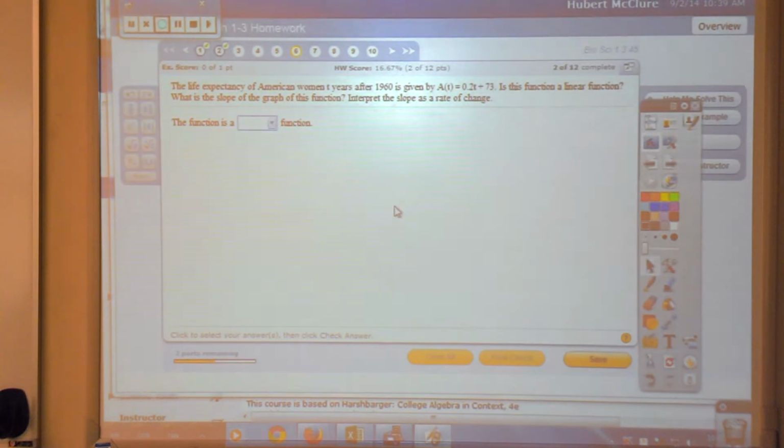The life expectancy of American women 2 years after 1960 is given by A of t is equal to 0.2t plus 73. Is this function a linear function? What is the slope of the graph of the function? Interpret the slope as the rate of change. So just do it on paper. Don't worry about what it's asking up there. Just do it on paper.